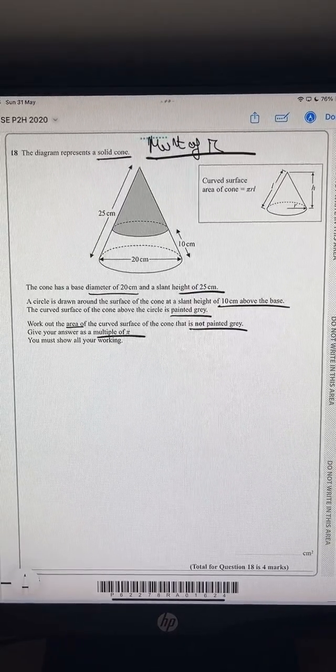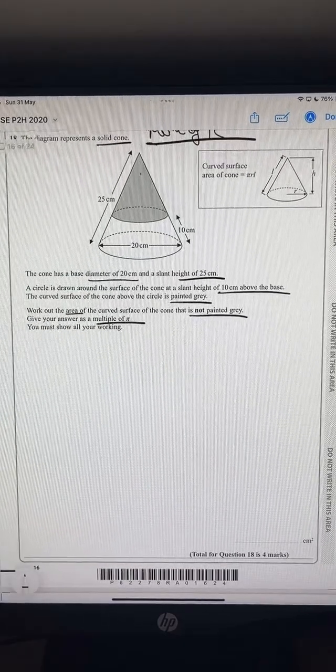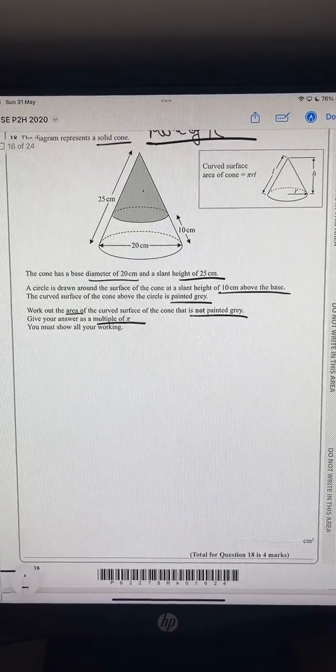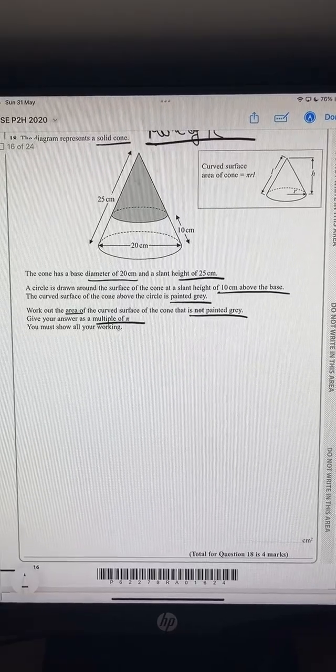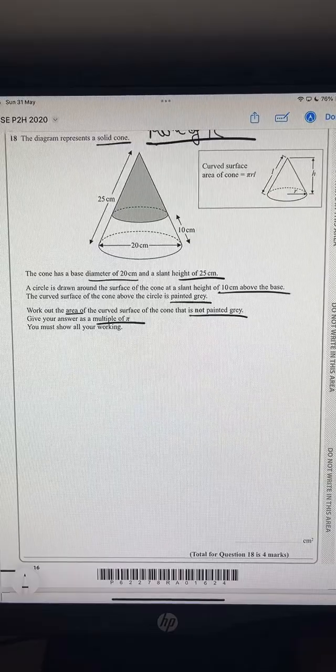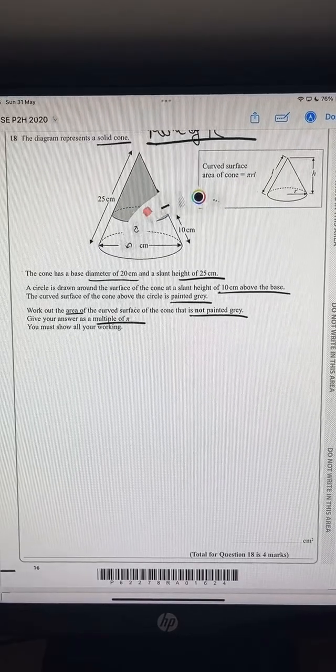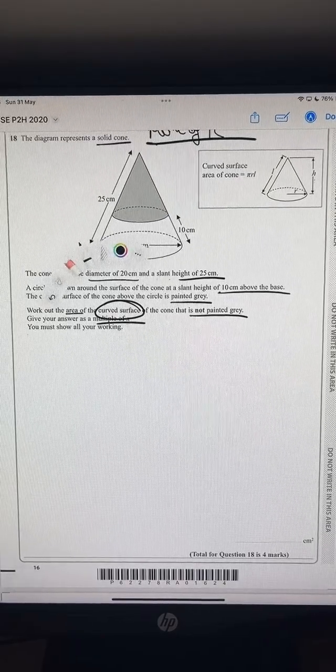So we need to find the surface area of the smaller cone on top and the surface area of the overall cone and subtract the smaller surface area. That's how all these questions tend to pan out. I can ignore this base part here that I've just shaded in, because they just want the curved surface.